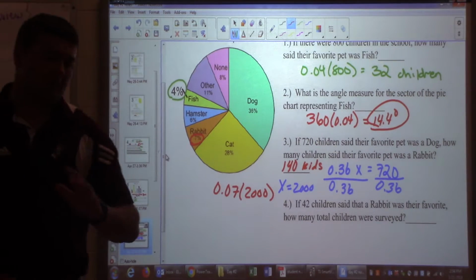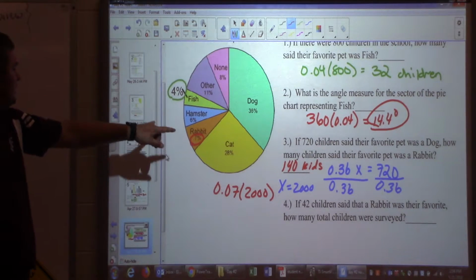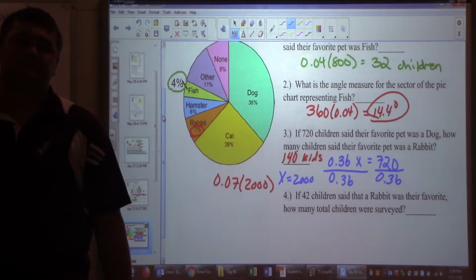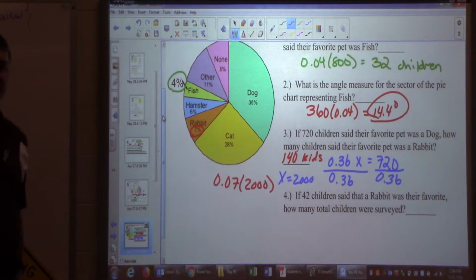Awesome. One more problem with this graph. If 42 children said that the rabbit was their favorite, how many children were surveyed? So Ryan, how am I going to do it? 600.